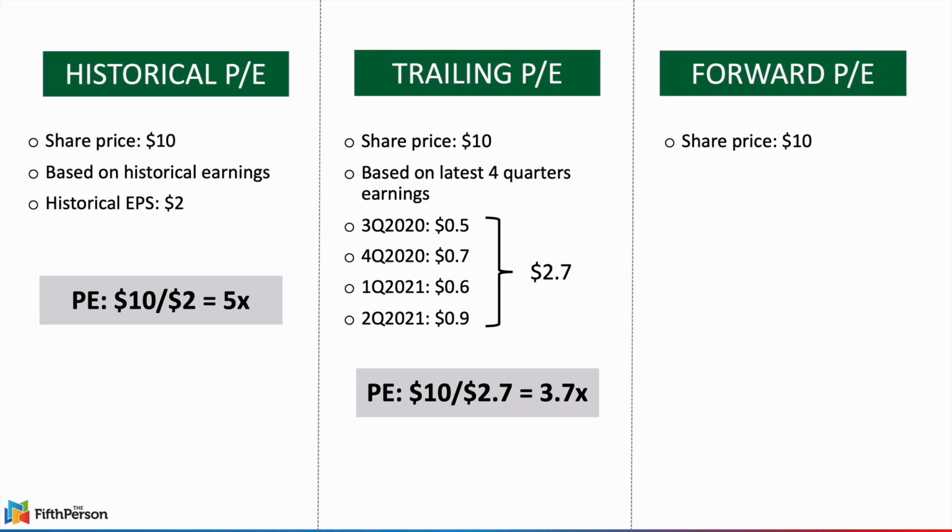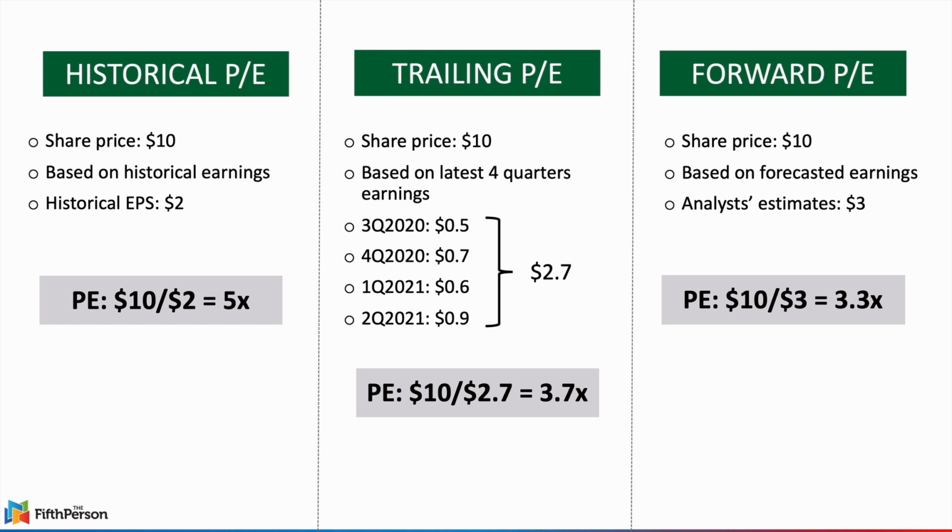Your forward PE is, let's say, your share price $10, based on forecasted earnings. Analysts estimate that the forecasted earnings is $3 moving forward. So your PE ratio is going to be 3.3 times.